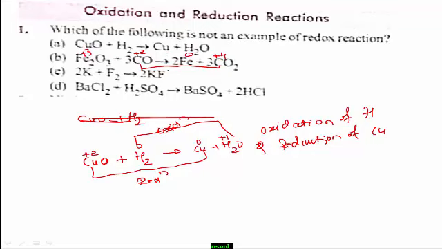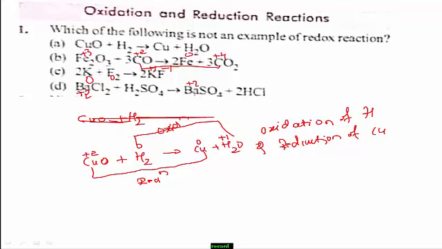Next, observe the third option, C. Here K in elemental form has oxidation state 0, and F2 is 0 because it is in molecular form. Here in KF, K is +1 and fluorine is always -1, right? Oxidation of K and reduction of F takes place here. Next, in the last reaction, BaCl2: here Ba's oxidation state is +2, and in BaSO4 Ba is +2 because SO4 carries a -2 oxidation state, right? And they gave 2HCl.